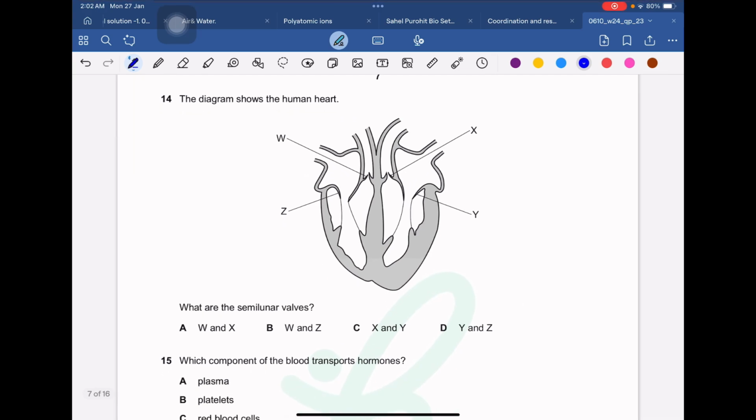Let us move to the next question. The diagram shows the human heart. Where are the semilunar valves present? Semilunar valves will be present at the start of the pulmonary artery and at the start of the aorta. So in that case, W and X are the semilunar valves. And that's why the appropriate option for this question will be A.